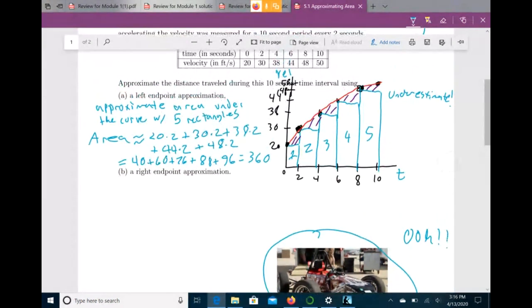Okay, so I'm going to break y'all into groups and I want y'all to come up with the right endpoint approximation. All right, so we'll do this for just 5 minutes. The right side possibly would be an overestimate. It's good to draw a picture and you can kind of tell from the picture.